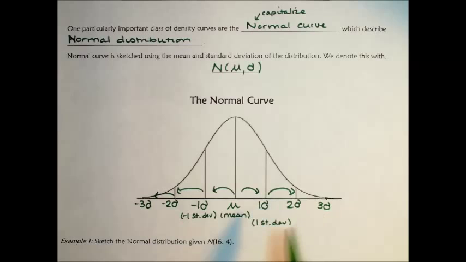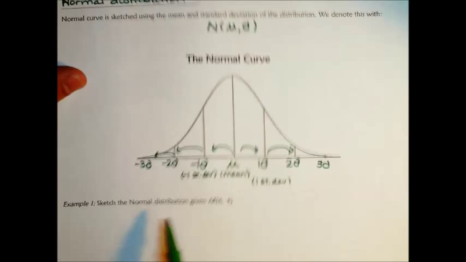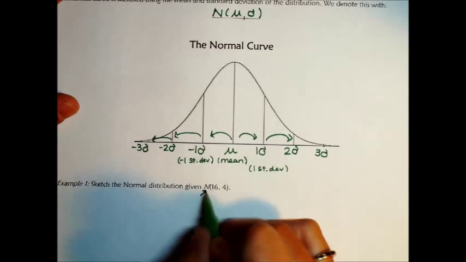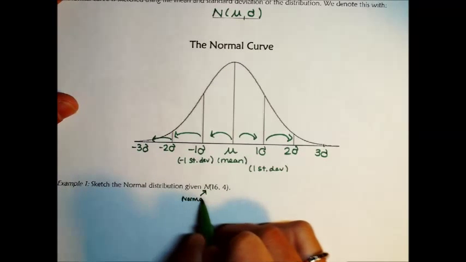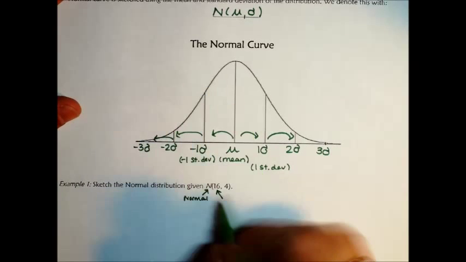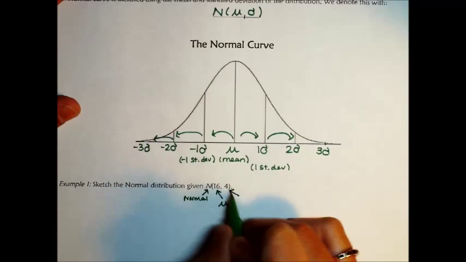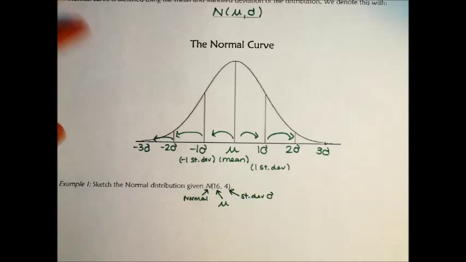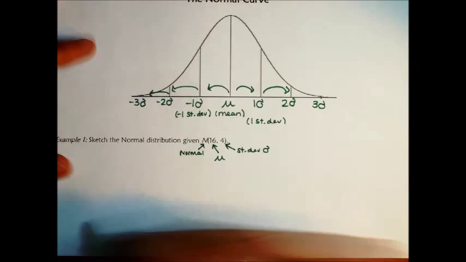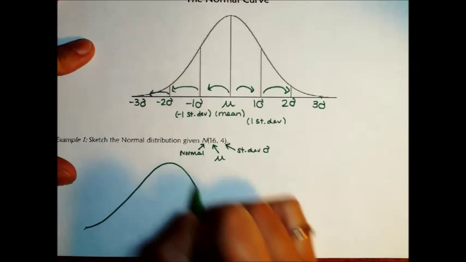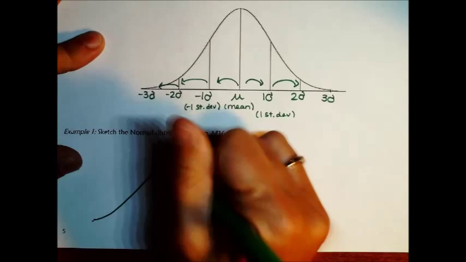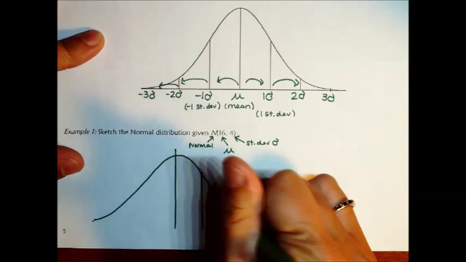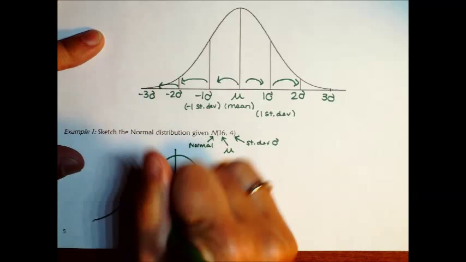So in example 1, we have a Normal distribution N(16, 4). So we know from this that this is going to be Normal. We know from this, in our notation, that the first number is going to be our average, and the second number is going to be our standard deviation, or our sigma. So I'm going to sketch the density curve. It looks like this. And I'm going to make a mark for our mean, and I'm going to make 3 marks for our standard deviations on the left and on the right.